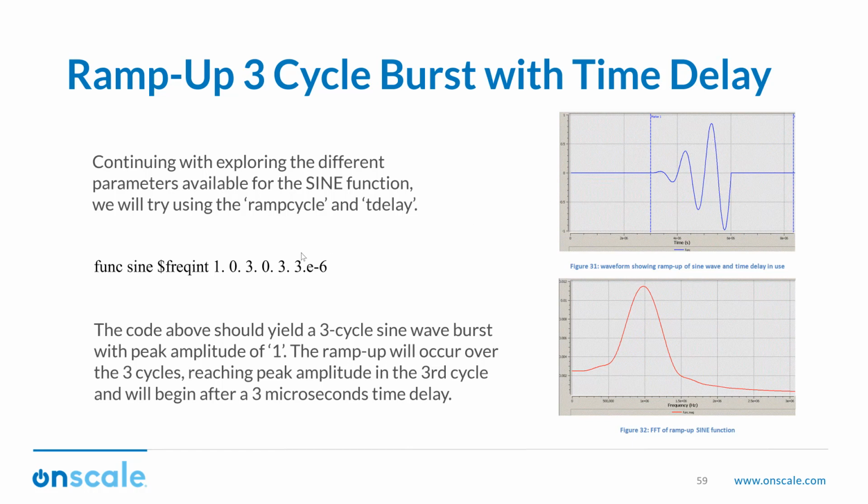Now, the second parameter, which is set to 3, called ramp cycle, ramps up the signal, and basically the maximum amplitude peak will be reached in the 3rd cycle. That's why you see there are 3 cycles here, 1, 2, 3, and the amplitude is going up until it reaches the maximum here in the 3rd cycle. So that's the ramp-up with 3-cycle burst with time delay.